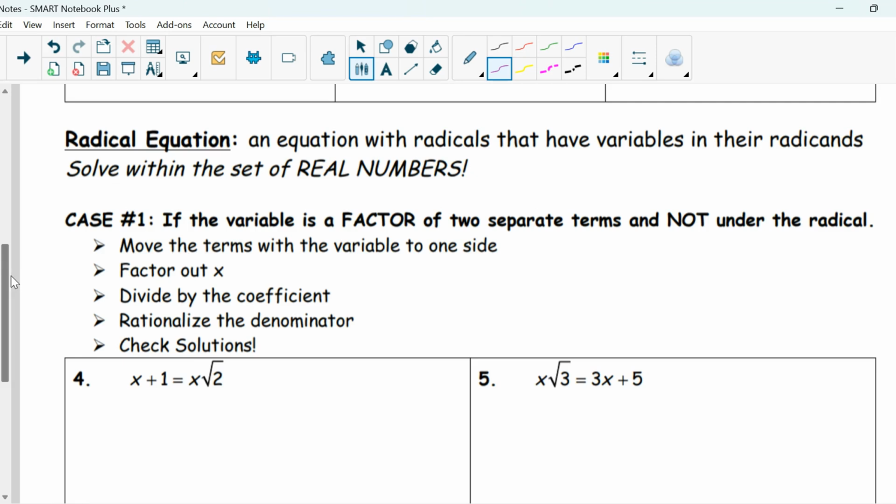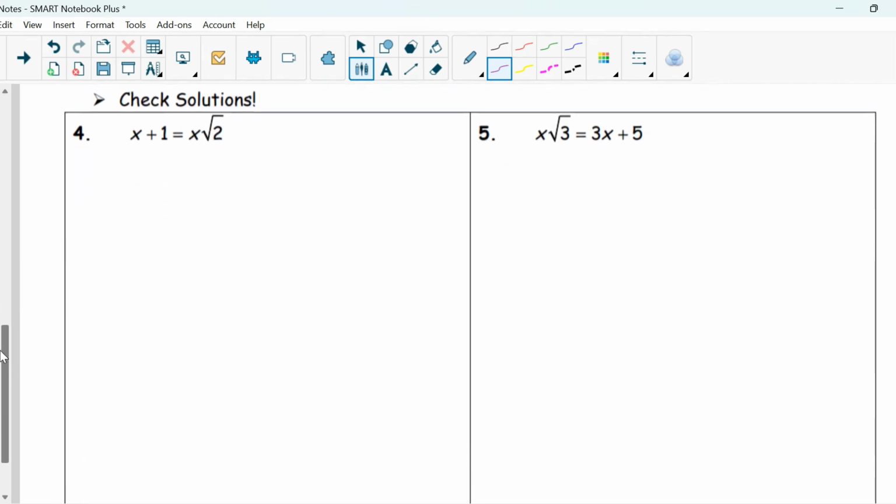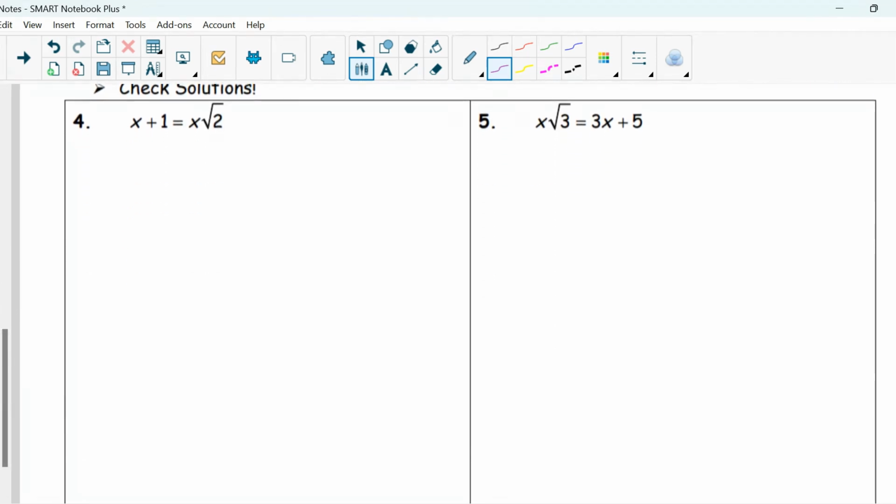So let's just do number 1 for an example. My first goal is to move all of my variables to one side. So I'm going to start by subtracting x from the right side. That would give me 1 equals x times the square root of 2 minus x. So now my x's are on the right side.